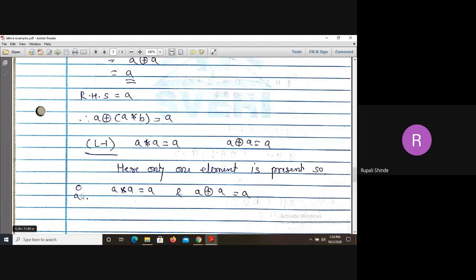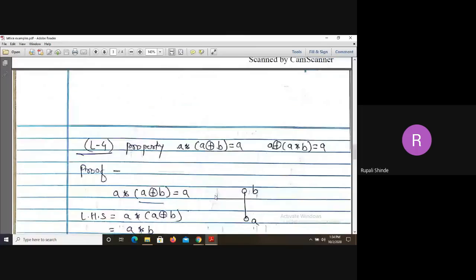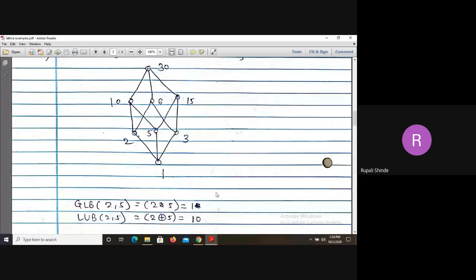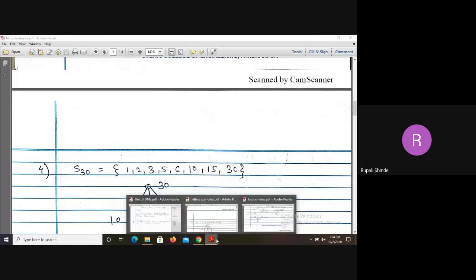आता इथे दुसरा कुठला एलिमेंट आहे का? नाहीये. त्यासाठी ग्रेटेस्ट लोअर बॉन्ड काय येणार आहे त्याचा? एच येणार आहे आणि लिस्ट अपर बॉन्ड पण एच येणार आहे बिकॉज देयर इज ओनली वन एलिमेंट इन दॅट लॅटिस. So here we can say that lattice satisfies idempotent property.